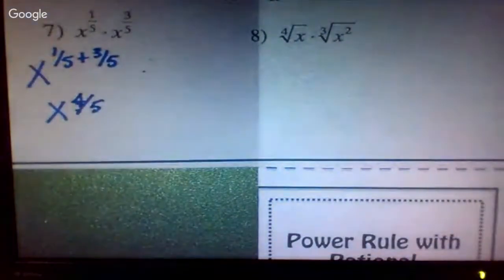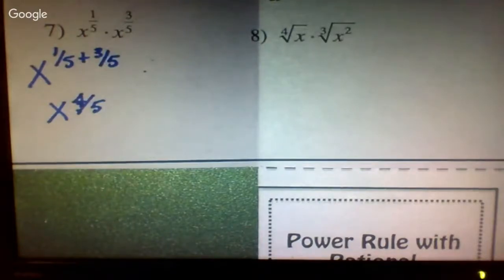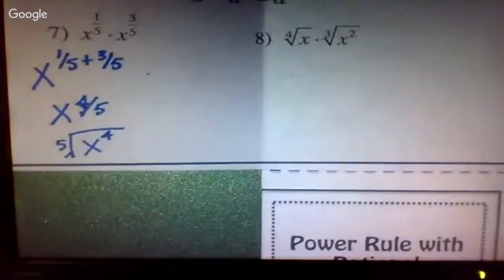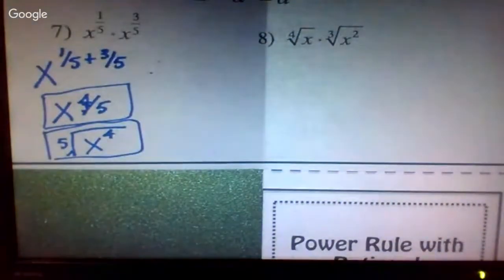So your final answer here is x to the 4/5. How do I rewrite that as a radical? It's x to the 4, and it's the 5th root. Okay, so either one of these answers would work. You could leave it in rational exponent or in radical form. Both of those answers are correct.